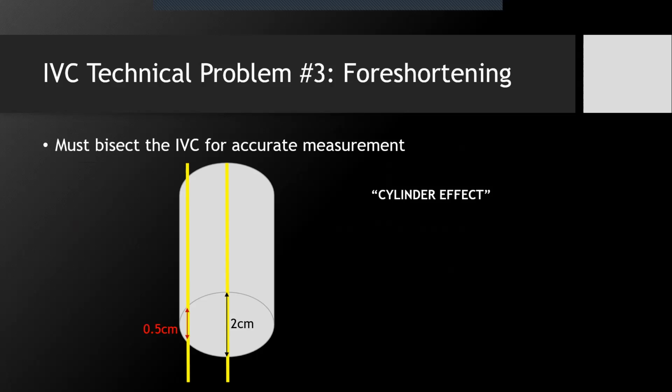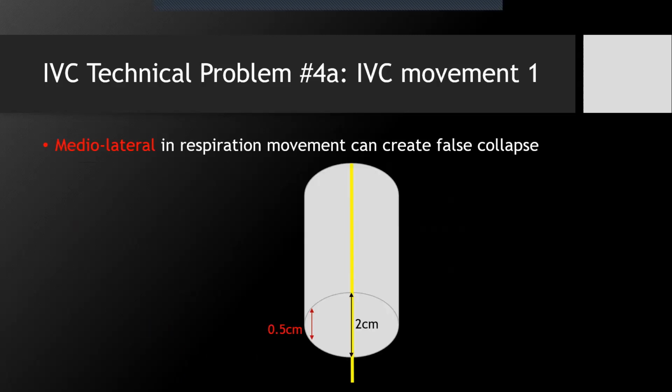And that's your cylinder effect. And so you're reading an IVC of 0.5 centimeters, when in truth, the IVC is 2 centimeters, and you just don't realize that you're sort of getting its edge. The other problem is that the IVC actually moves during the respiratory cycle. So where are we? So the IVC can move both mediolaterally and craniocaudally. So you have mediolateral movement in respiration, which can create false collapse.